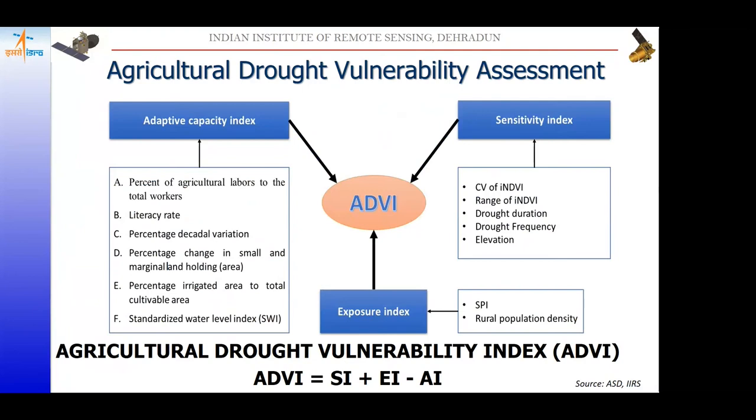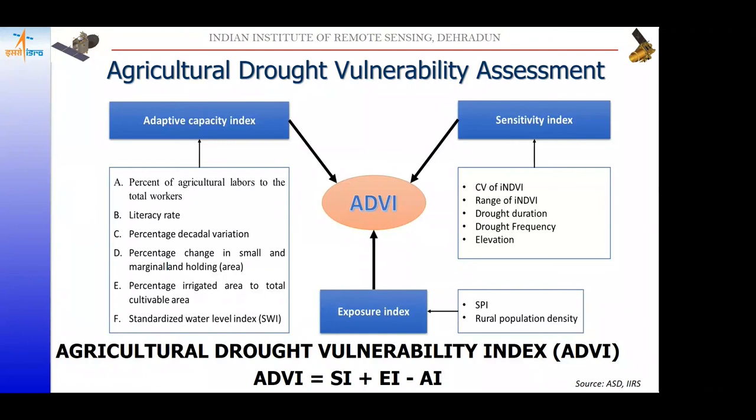In the case of the sensitivity index, we compute the coefficient of variation of integrated NDVI, range of integrated NDVI, drought duration, drought frequency, and elevation, combining all these 5 indices with a normalization matrix. We ultimately compute the sensitivity index on a scale of 0 to 1, or we can say 0 to 100.